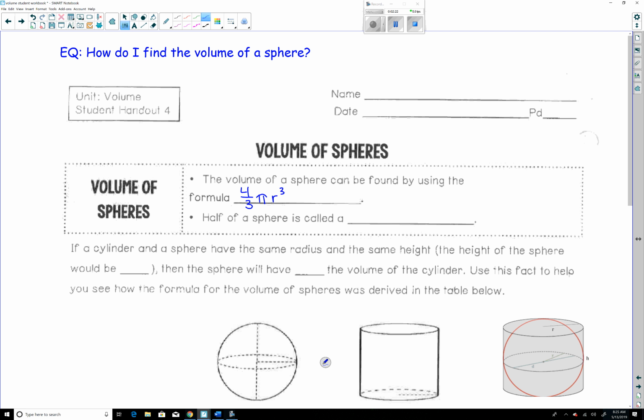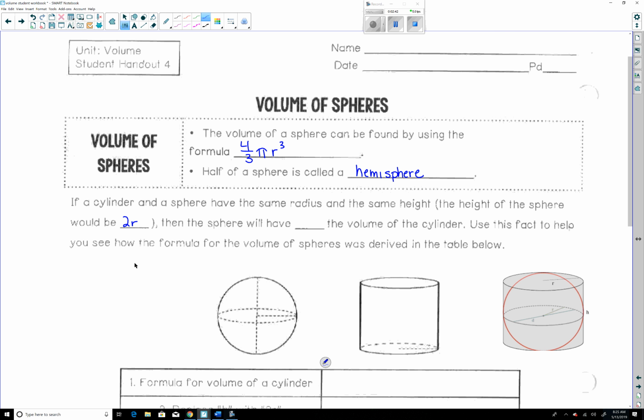Okay? And again, half of a sphere is called a hemisphere. Okay? So if a cylinder and a sphere have the same radius and the same height, the height of the sphere would be 2 radii. You're like, what? Let's look at the pictures.